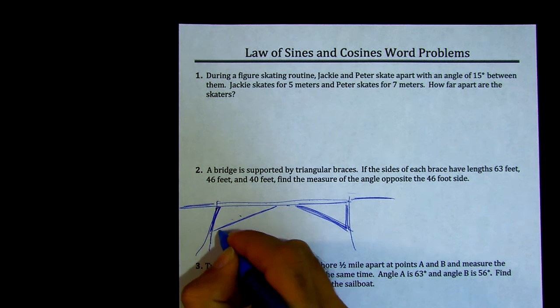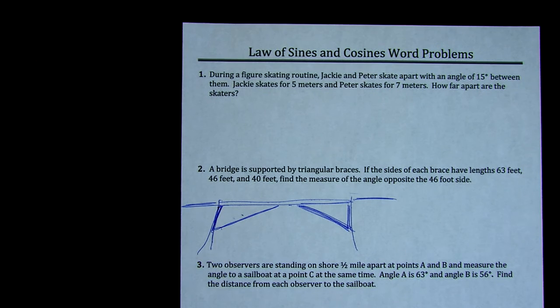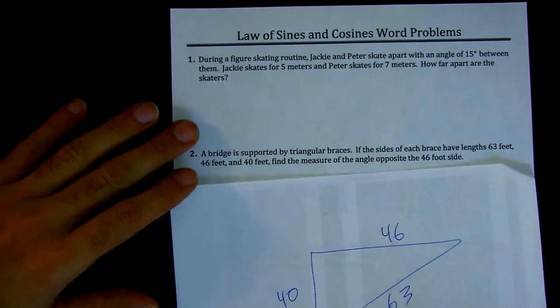This isn't necessarily a right angle. We don't know anything about the angles. Let's go ahead and make this 46, 40. All right, your triangle may look like this. It may look different, but that's what I drew.